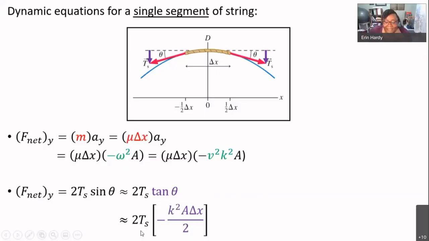So F net can be written as 2 times the string tension times the tangent of theta. The tangent of theta is just going to be the opposite over the adjacent. So I can write tan theta as this ratio: k squared times delta x over 2, with a negative sign because both of these tension vectors point down.